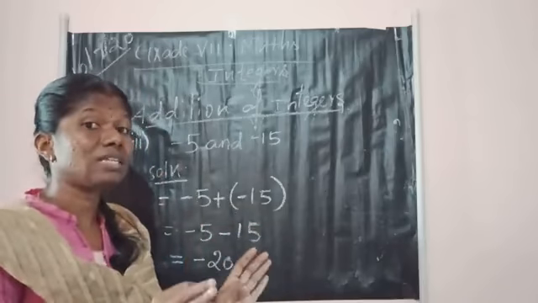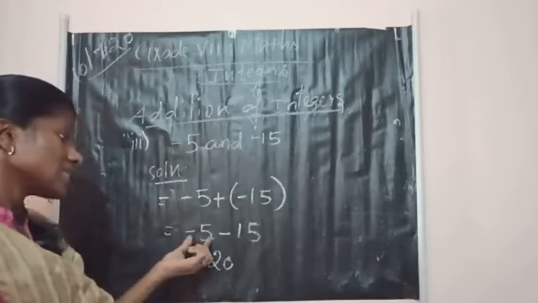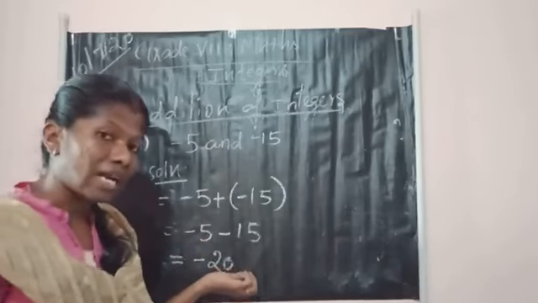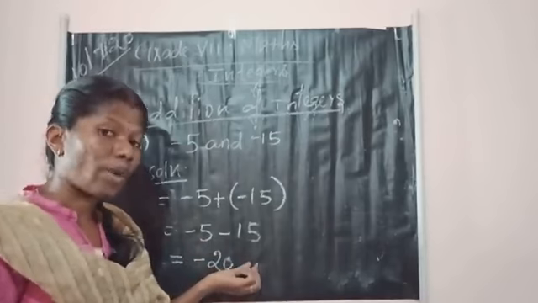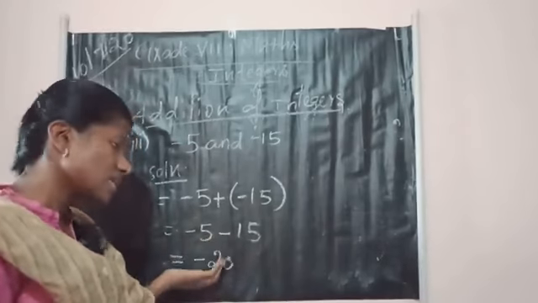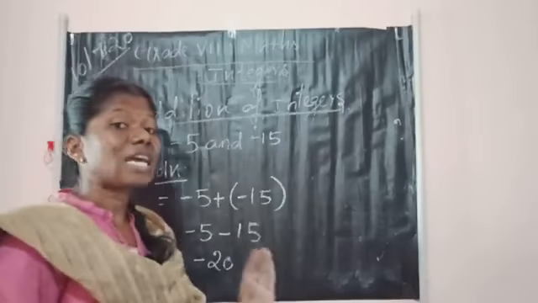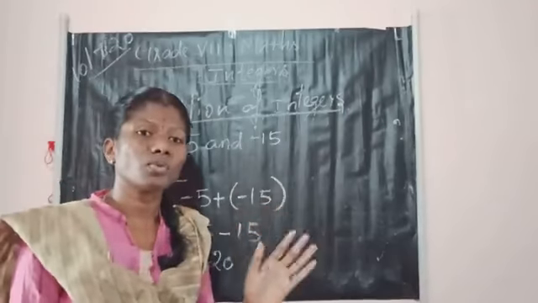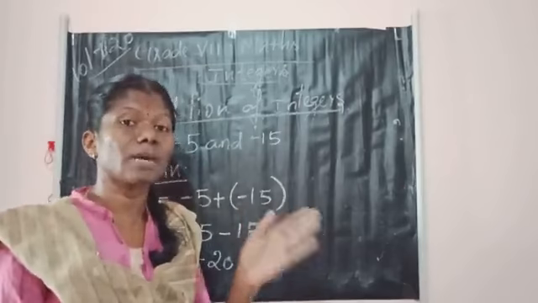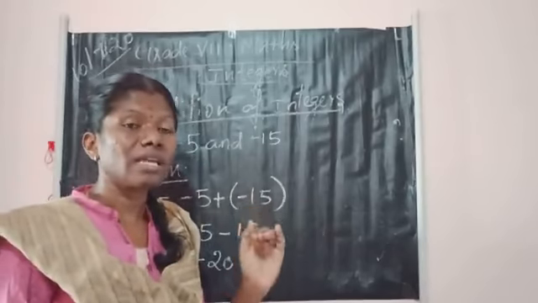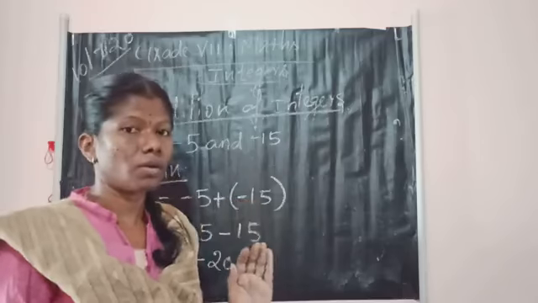So the signs are the same. We added 15 plus 5, that is 20, and I am applying the same sign. But if signs are different, you have to subtract, and after subtracting, you have to apply the greater number's sign.